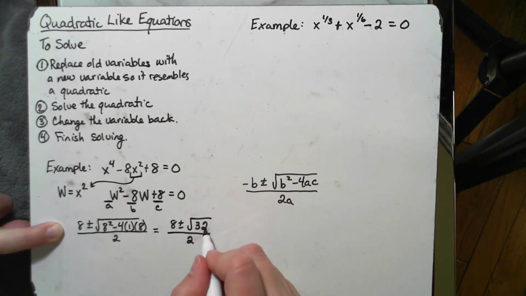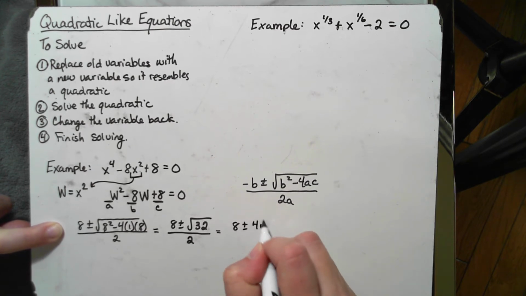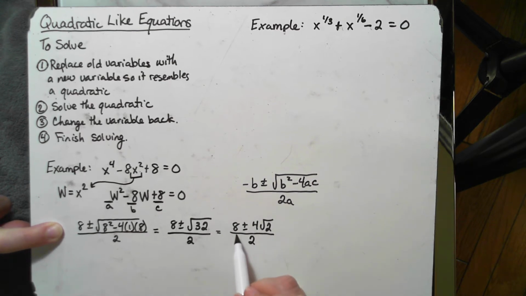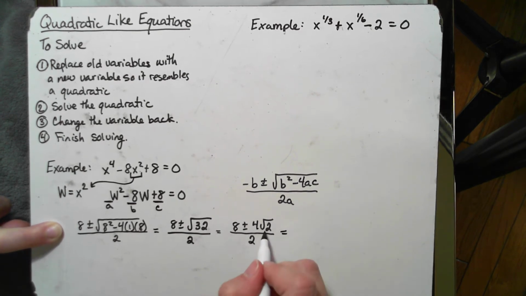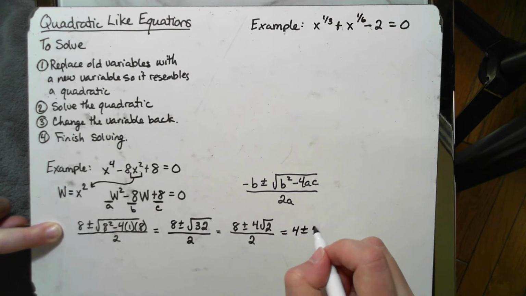Okay, and then the square root of 32 can be simplified to 4 times the square root of 2. And then this whole thing can be reduced. Both the 8 and the 4 are divisible by 2, and as long as you're able to divide both terms by this number, then you can reduce it. So 8 divided by 2 is 4, and 4 divided by 2 is 2.